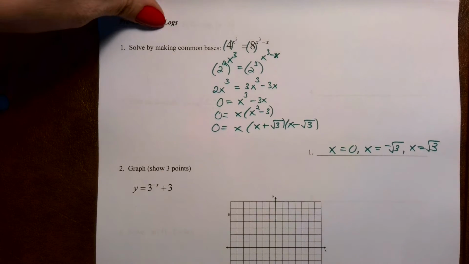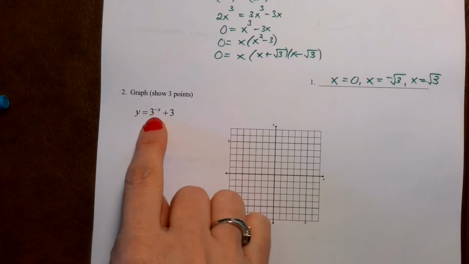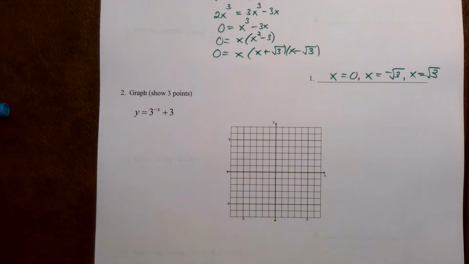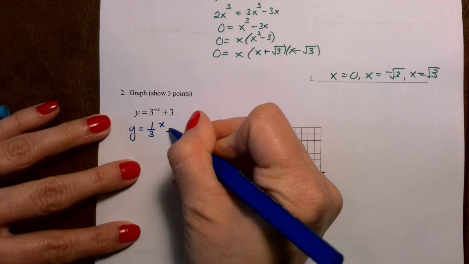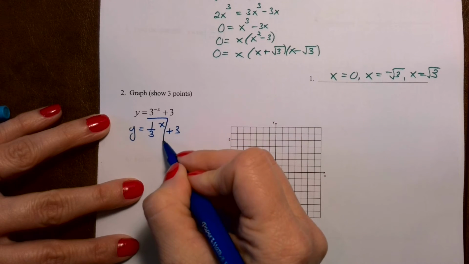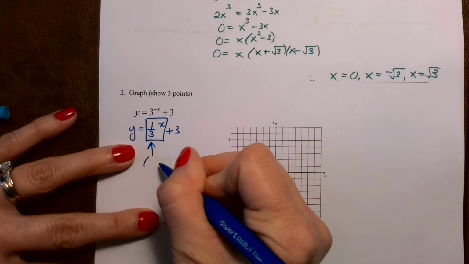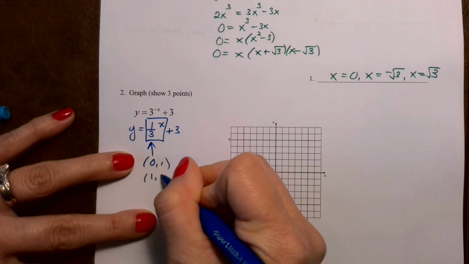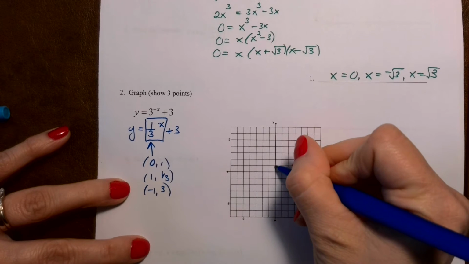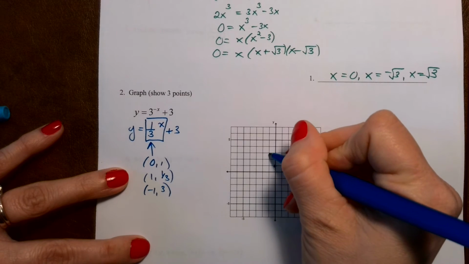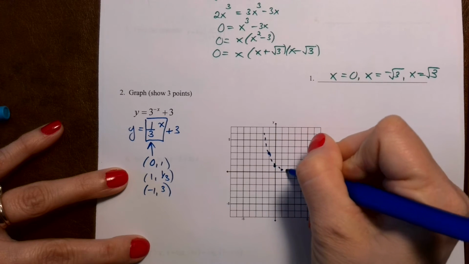Okay, let's take a look at number 2. I'm going to rearrange this problem. Whenever I have a negative exponent, I'm going to change that to a positive x, and I'm going to flip the base. So this is going to be a basic decay problem, and then I'll shift it. So for this basic, the points are 0, 1, 1 comma 1/3, and negative 1 gives us 3. Okay, so this is decay. I'm going to put a dotted decay right here.